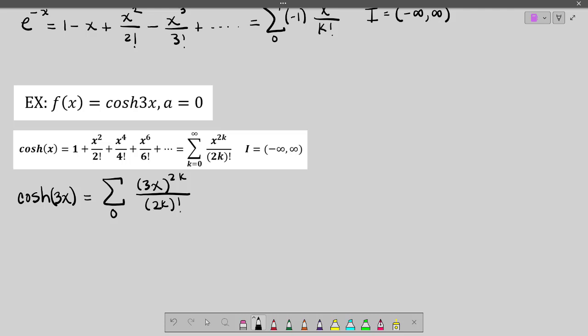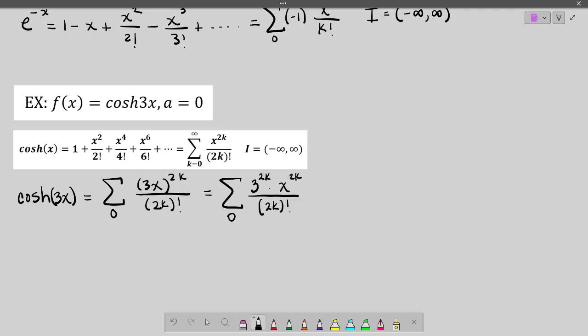So these substitution ones are pretty easy. Just replace the x with 3x in this case, and that's totally fine. This is another one of those things where you could do some sort of coefficient simplification. You could pull the 3 off, so it's 3 to the 2k, and then x to the 2k, divided by 2k quantity factorial. Either way is fine, though. It doesn't really matter. So there is our power series.